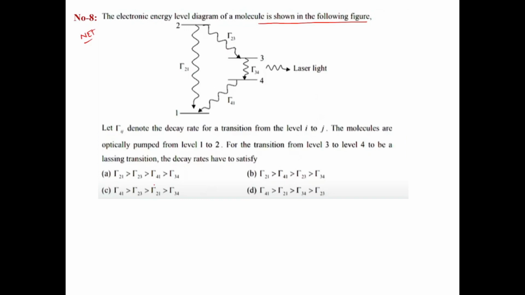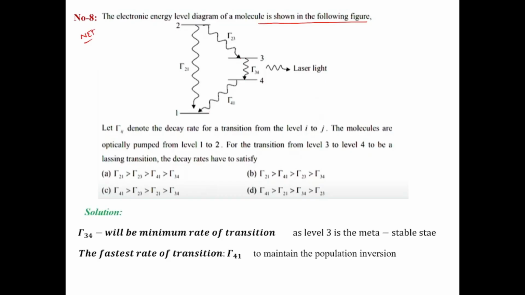There are 4 options here. Gamma 34 should take a larger time. Here the 3 to 4 transition is the laser action, which means 3 is your metastable state, confirmed. So 3 to 4 will be the minimum rate of transition, and the faster rate should be 4 to 1. 4 to 1 should be faster. So where is the option?